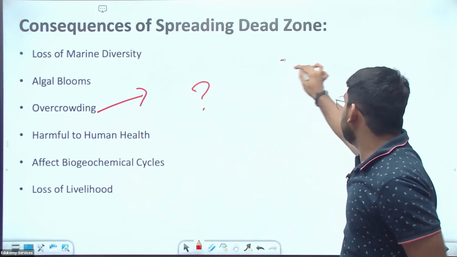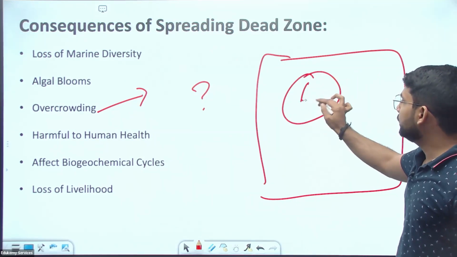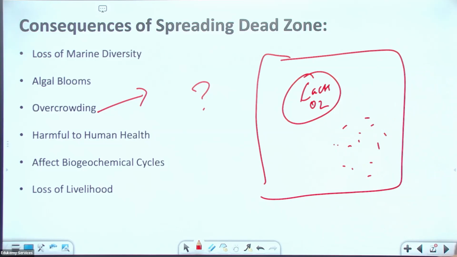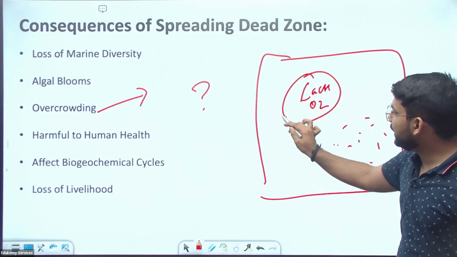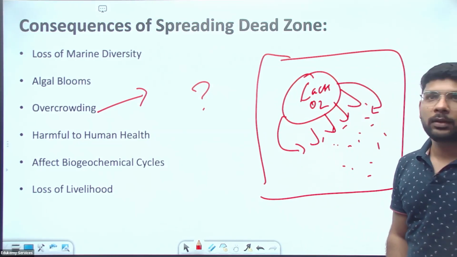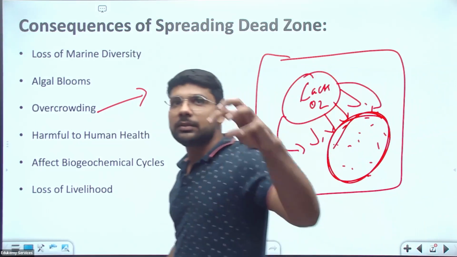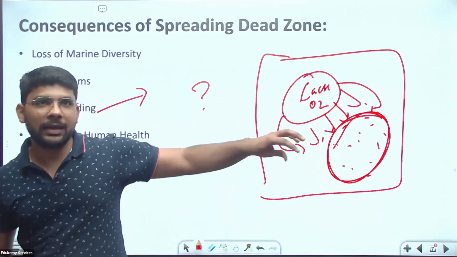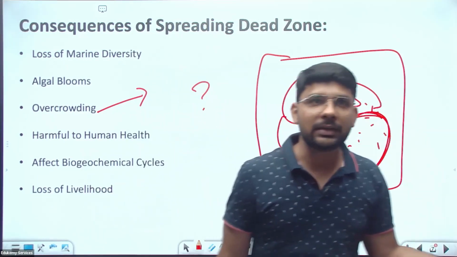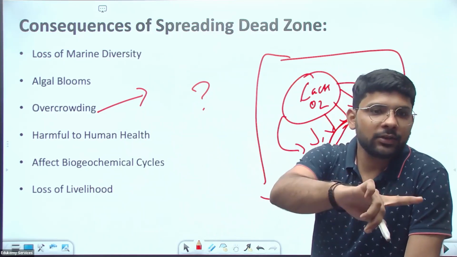If this is a water body, let's take an example. This area has a lack of oxygen, but the other area has an ample amount of oxygen, so the marine organisms in this area will start coming to the other area. And that area will be overcrowded, and due to the overcrowding of this region, the oxygen quantity of this area also starts decreasing. If the oxygen is decreasing, the demand for oxygen is increasing, which will lead to death again. So this leads to overcrowding as well. Clear? Clear to everyone here?